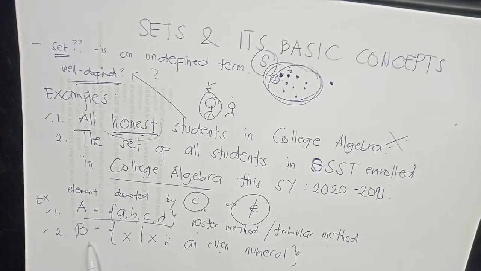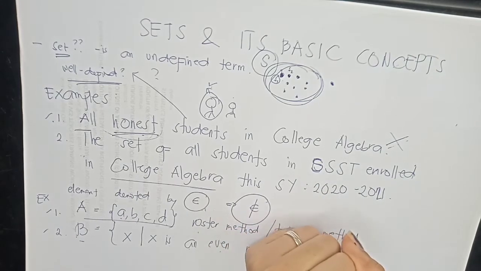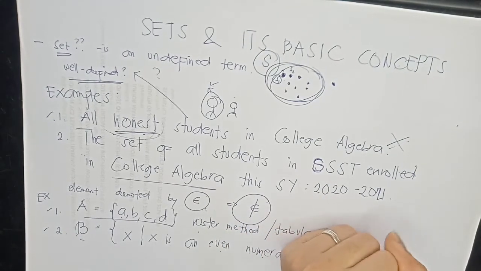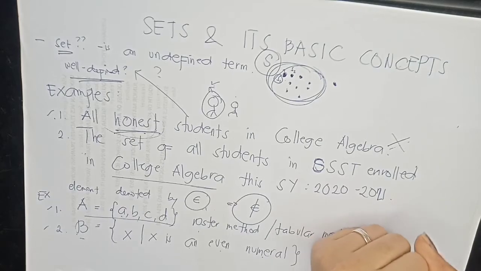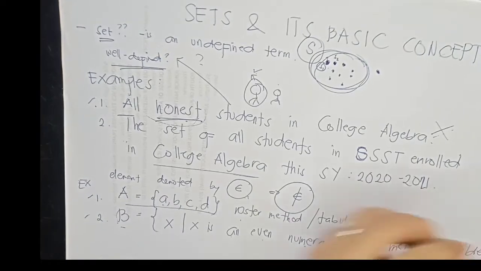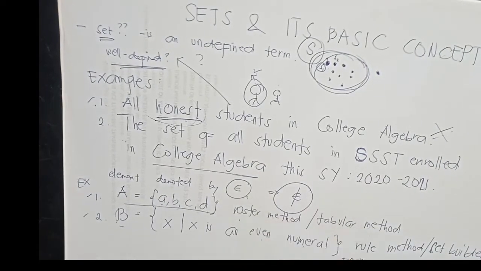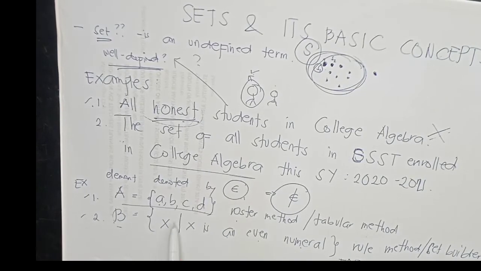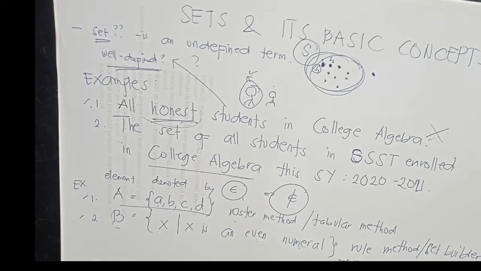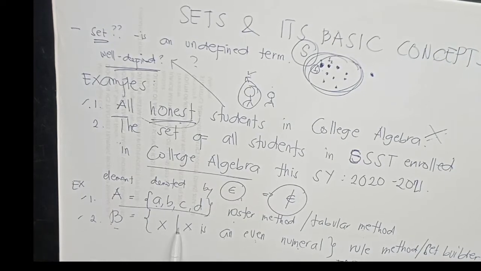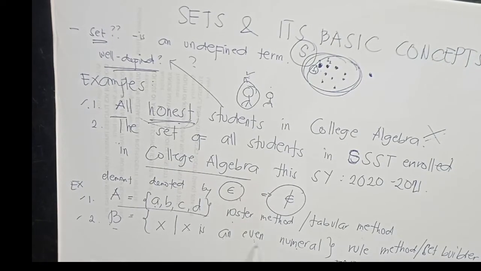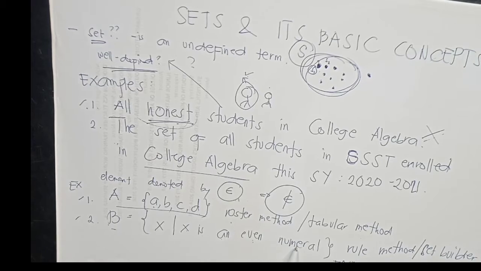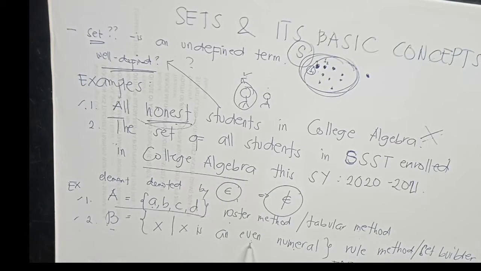So, ano po ba ang second example? Si B, ang tawag niya ay rule method or set builder form. B is equal to the set of elements X such that X is an even numeral. So, lahat po ng mga X which is even numeral. What is an even numeral? 2, 4, 6, 8, 10, and so on. Any number that is even.